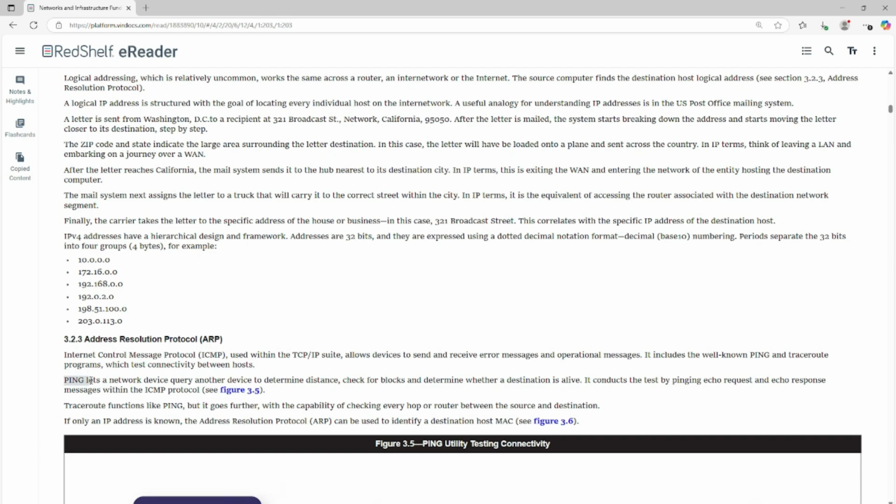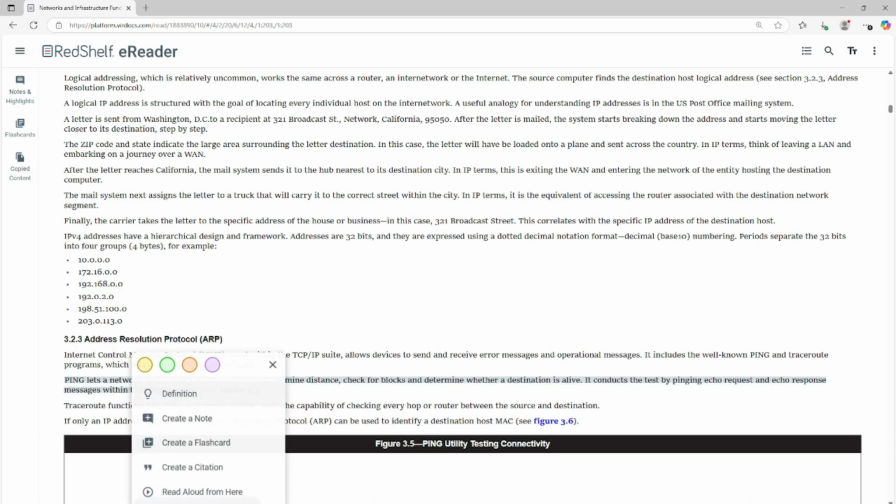You've got the ping, which lets a network device query another device to determine distance, check for blocks, and determine whether a destination is alive. It's just kind of like a welfare check where somebody calls your telephone number to find out, hey, is this person awake, or I haven't heard from this person for a while. It conducts the test by pinging echo request and echo response messages within the ICMP protocol. If you're not familiar with the ICMP, it simply means Internet Control Message Protocol.